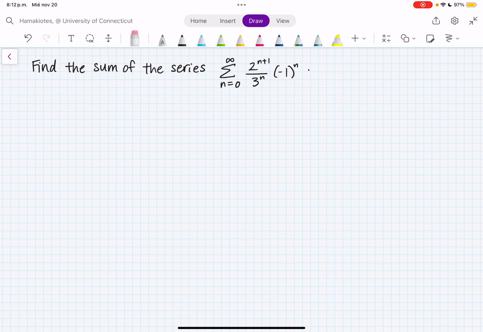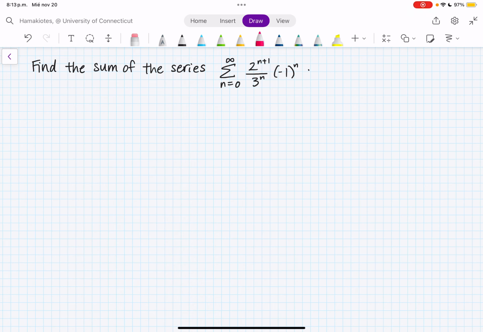In this video, we are going to find the sum of the series of 2 to the n plus 1 over 3 to the n times minus 1 to the n. So usually for these kinds of problems, you're given a series and you're asked to determine whether it converges or diverges. And if it converges, you have to say to what and which test you use to figure that out. So for this problem, since it's asking us to find the sum, I guess we technically already know that it's going to converge, but let's review how we would figure that out.